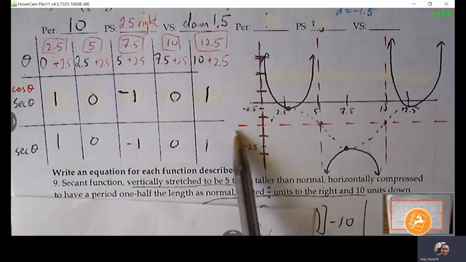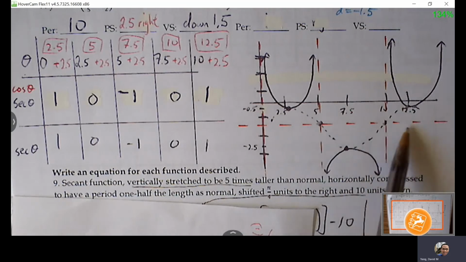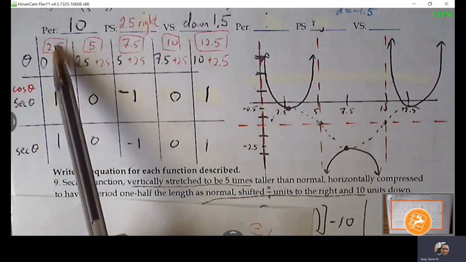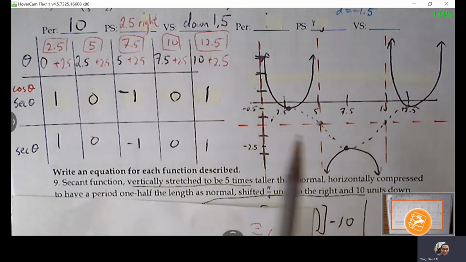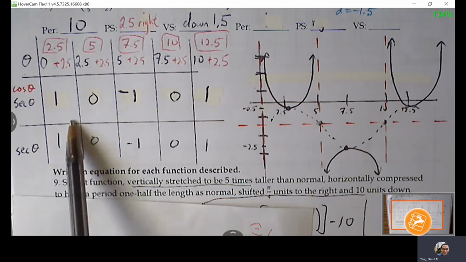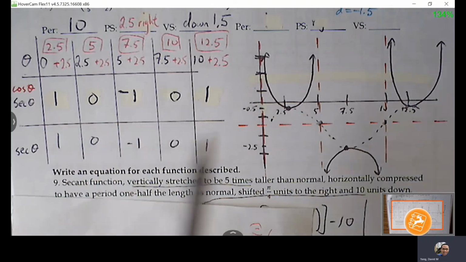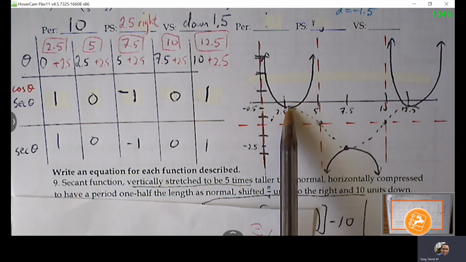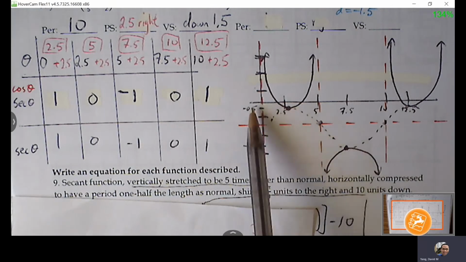Okay, so here's my dotted line at negative 1.5. I'm starting my pattern at 2.5 because I'm shifting everything over 2.5. And with my cosine graph, I'm starting at the peak, right? So I'm starting at 1 unit above my dotted line. So I'm going to start here at negative 0.5.